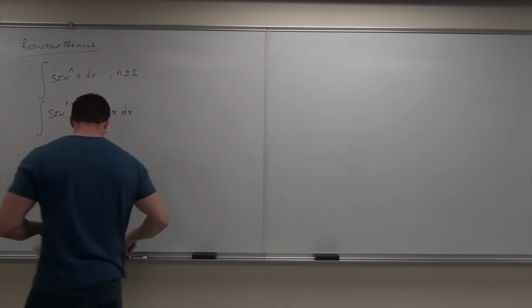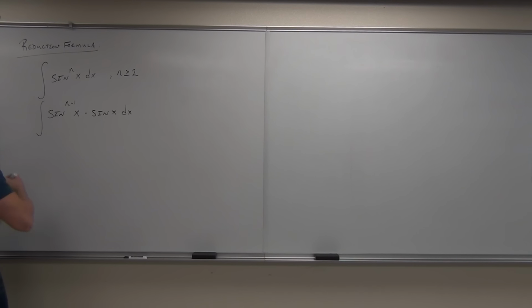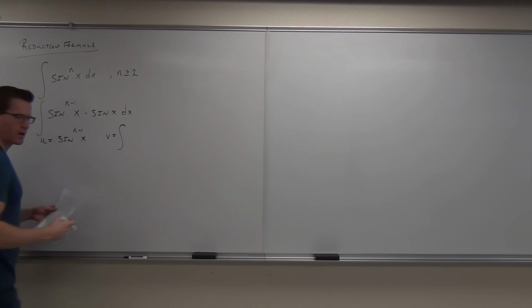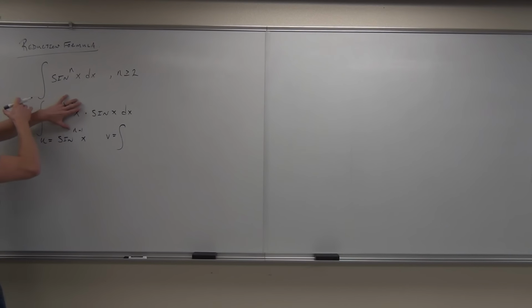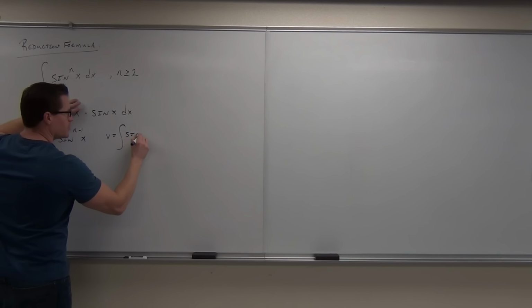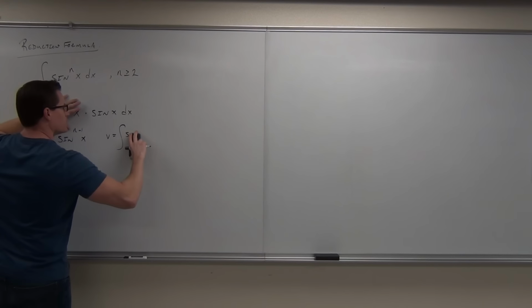Okay, so u equals sine to the n minus 1 of x, and v equals the integral. Remember how we do integration by parts? We cover this thing up. V is the entire rest of the thing. It includes an integral, it includes whatever else you have. It's horrible looking.